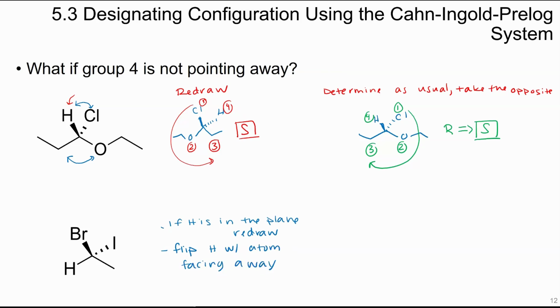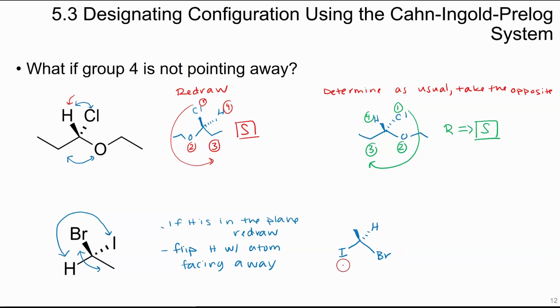So you have to flip both things again. What I usually do is flip the H for the smallest group with the one that is dashed, and then this one gets flipped around also. So when I redraw, my I is now in the plane, H is hashed, CH3 is wedged, and the Br is now in the plane. So now you can determine the stereochemistry.